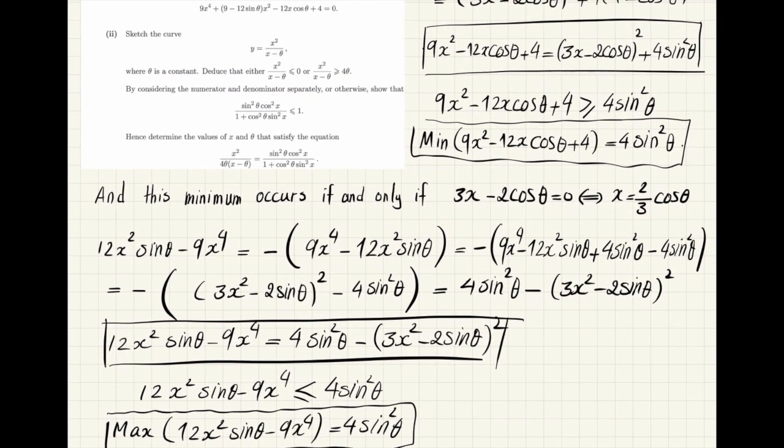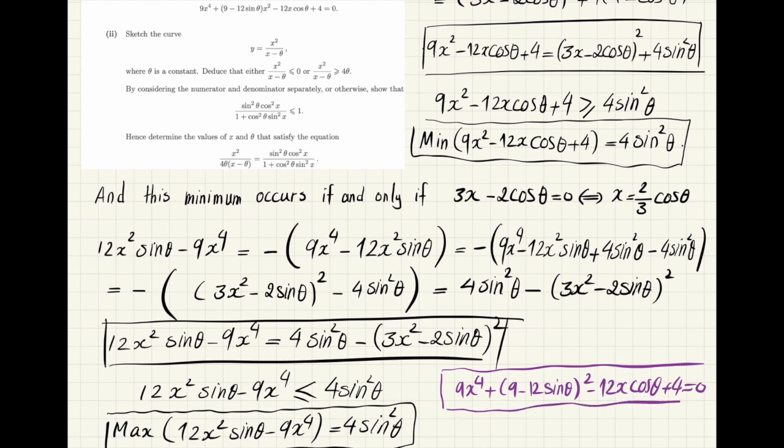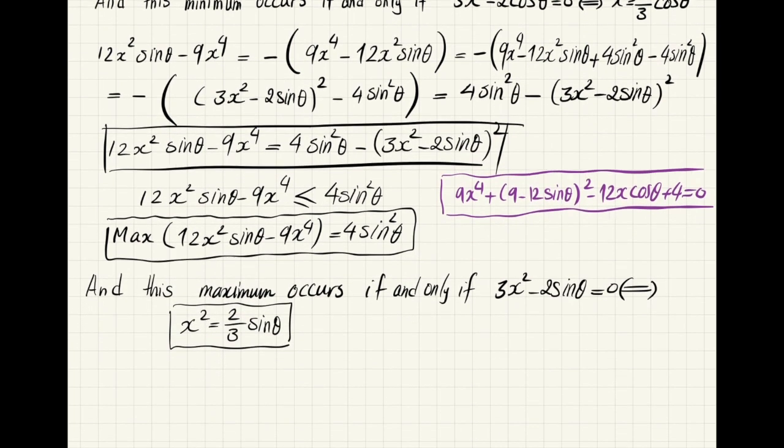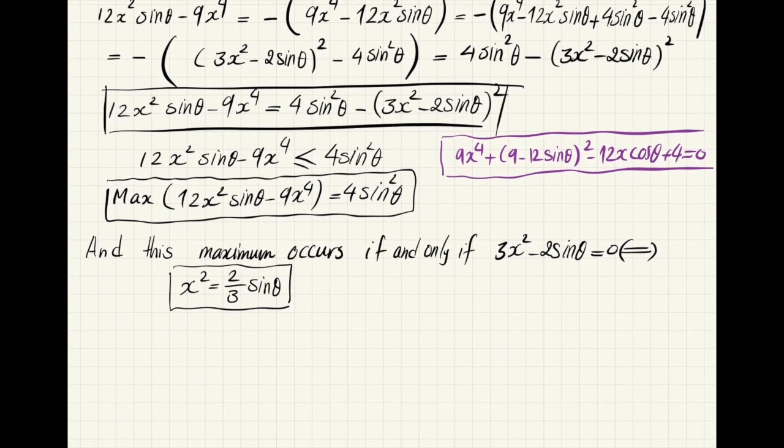So let me write this equation in front of our eyes. Let me change the color. So that's the question itself. So I am supposed to solve this equation, 9x to the power of 4 plus 9 minus 12 sine theta to the power of 2 minus 12x cosine theta plus 4 equals to 0. Yes, so I want to solve this equation. Okay, that was my goal.